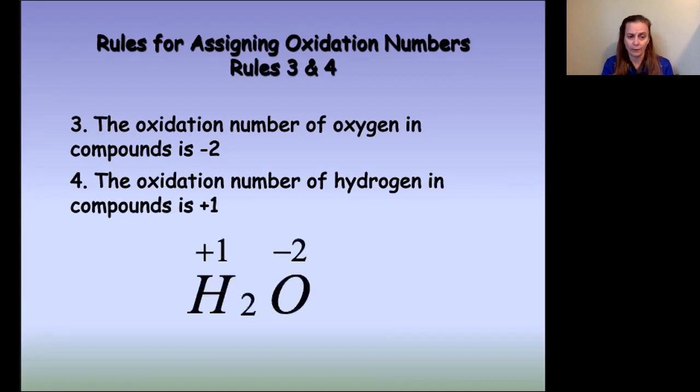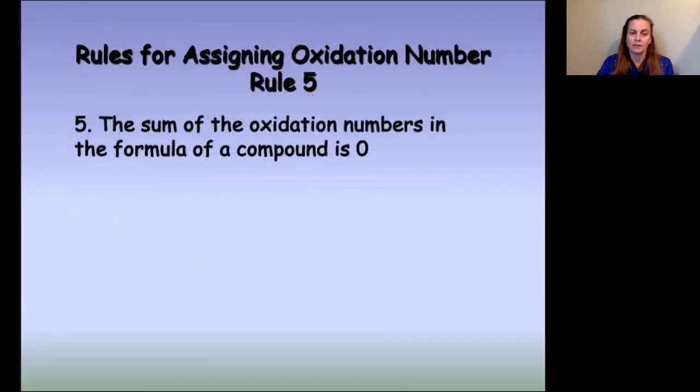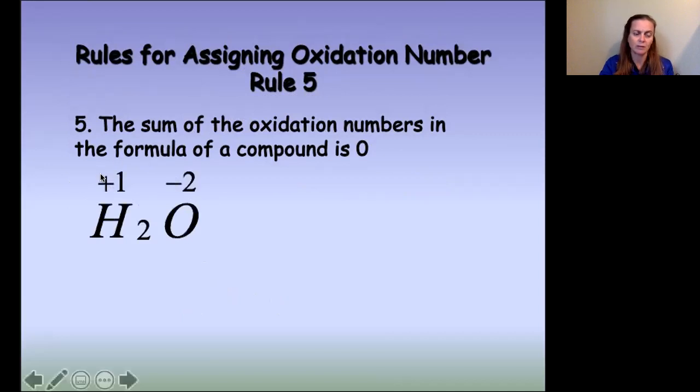So in water, the oxidation number of oxygen is -2. The oxidation number of each hydrogen is +1. The sum of the oxidation numbers in the formula of a compound is 0. So just like when we created ionic compounds and they had to be neutral, we know that the sum of the oxidation numbers is always going to be 0. So we notice that 2 positive ones from the hydrogen plus the -2 from the oxygen gives us 0.